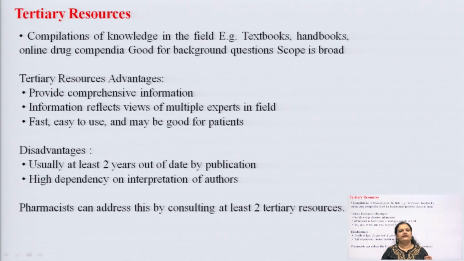Its disadvantage is that it is usually at least 2 years out of date by publication, because whenever you follow any book you will see there are reprints available with a 2 to 5 year gap. So the latest updated information is sometimes missing. You have to follow the latest revised version of your textbook. There is also a high dependency on the interpretation of the author. This is one of the main drawbacks of the tertiary resource. So, pharmacists can address this by consulting at least 2 different textbooks.